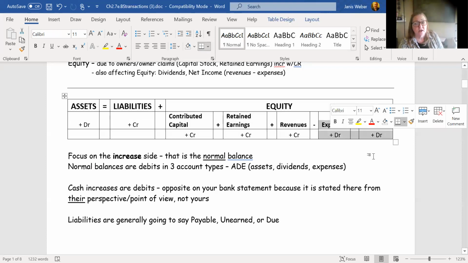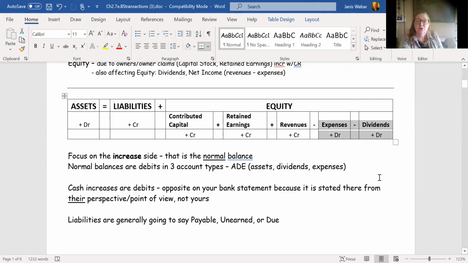And there's a reason for this. The reason expenses and dividends increase with a debit is that they actually reduce equity. So in a way, you could think of them as contra equity accounts. So that's why they don't go according to the norm for equity, which is the credit. They are contra to that because expenses reduce your revenues, don't they? And therefore reduce your equity. And dividends reduce your retained earnings. They're just part of the earnings that you did not retain and you paid out to your owners.